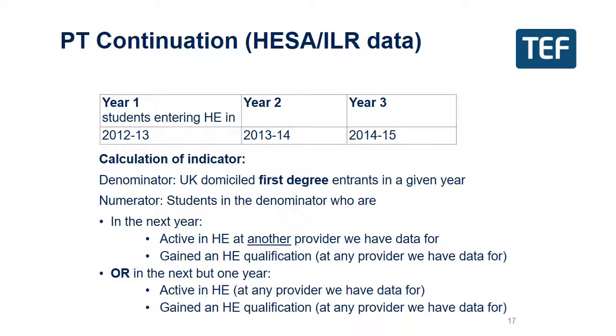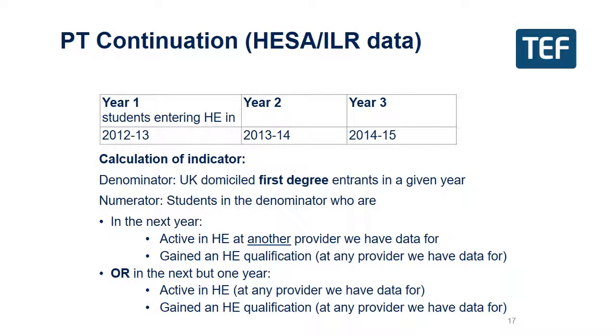So for part-time, the calculation is slightly different. We look at the data for entrants a year earlier than for full-time, so students starting their studies in the years given in the table. And also, we don't look at all UK domiciled students in this year, just those starting first degree courses.